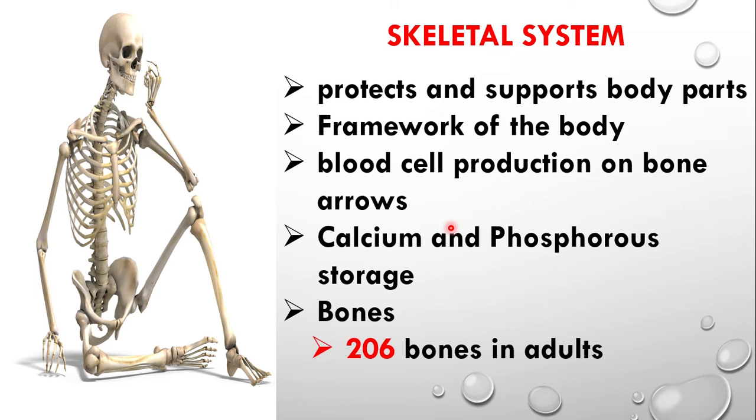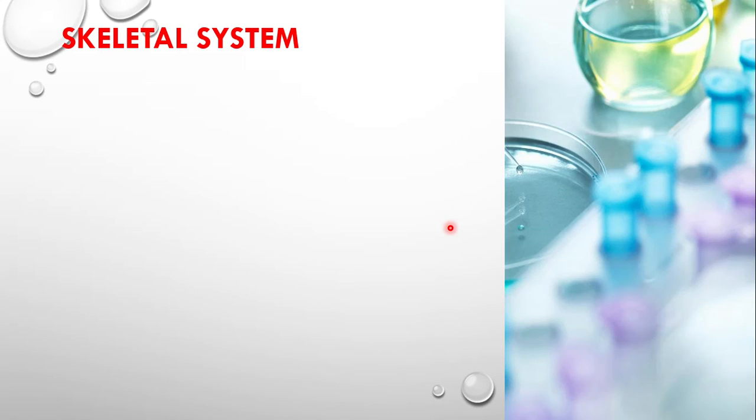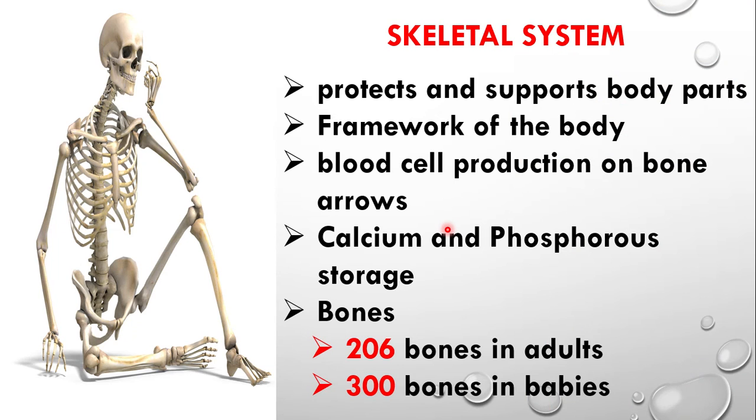So our bones, when we are adults, number 206 in total. However, when we are babies, we have about 300 bones, because during development some of the bones will combine or fuse together. So when we become adults, the number of bones in our body becomes fewer.